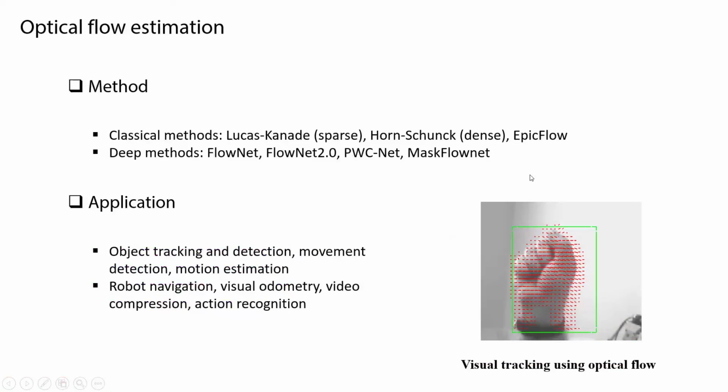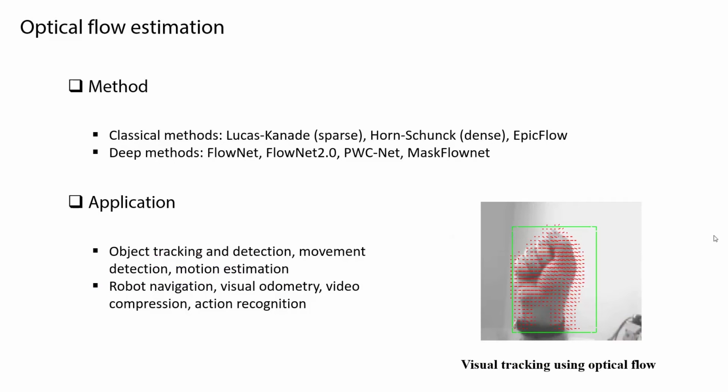Optic flow estimation is a very basic topic in computer vision and has been developed for about half a century. There are many famous classical methods for optic flow estimation, such as the Lucas-Kanade method, which estimates sparse optic flow, the Horn-Schunck method, which outputs more dense flow, and EpicFlow, which is based on feature matching. But in the past decade, the mainstream of the optic flow community has been deep learning based methods. FlowNet 2.0, PWC-Net, and MaskFlowNet are very famous ones among this type of method.